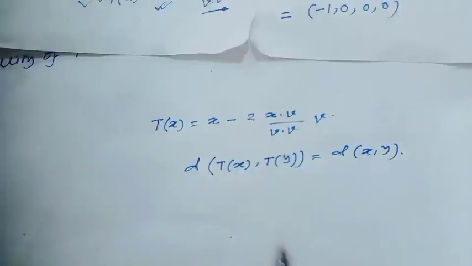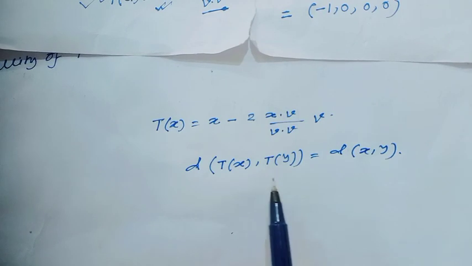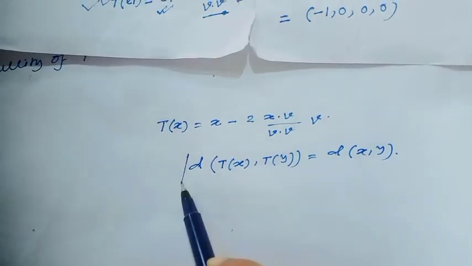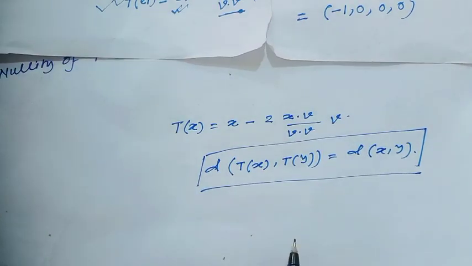And option 4 says T is distance preserving. For this, we have to prove that d(Tx, Ty) = d(x, y). This is the actual meaning of distance preserving, which all of us know. For this, just check it yourself first.